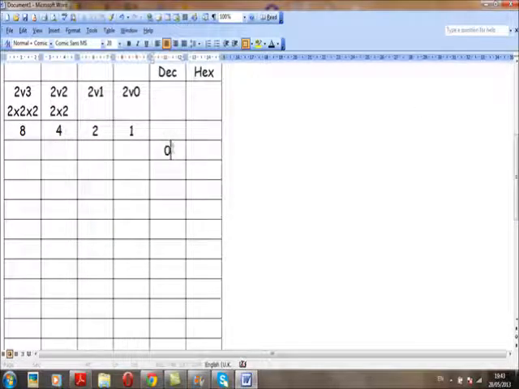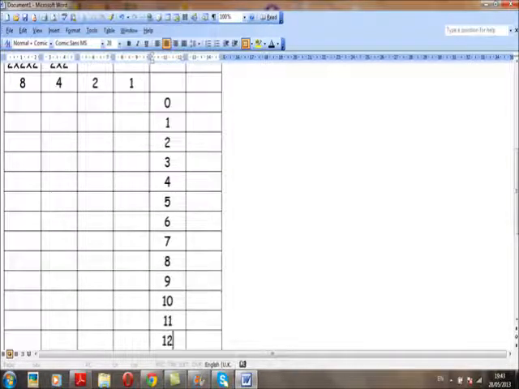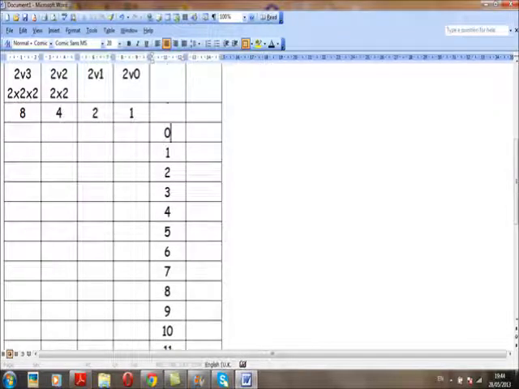Okay, so these are our columns, and now we're going to look at different numbers. So we're going to start off with 0, then we've got 1, 2, 3, 4, 5, 6, 7, 8, 9, 10, 11, 12, 13, 14, and 15. Yes, and then we pretty much run out of combinations.